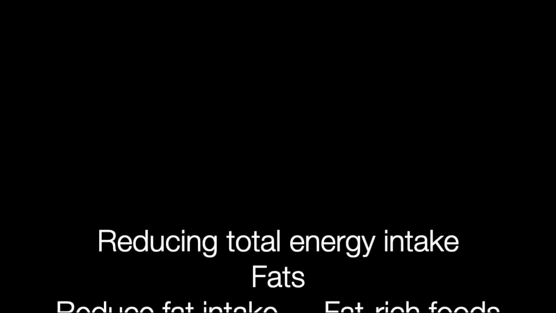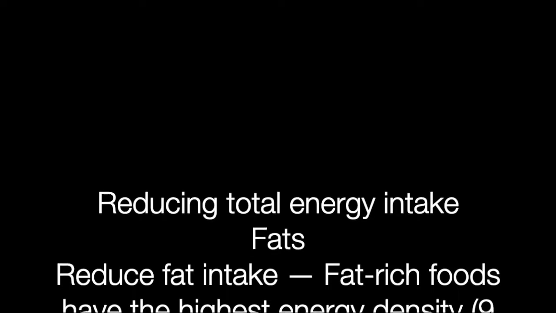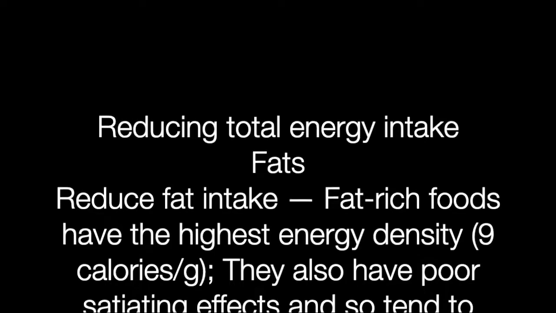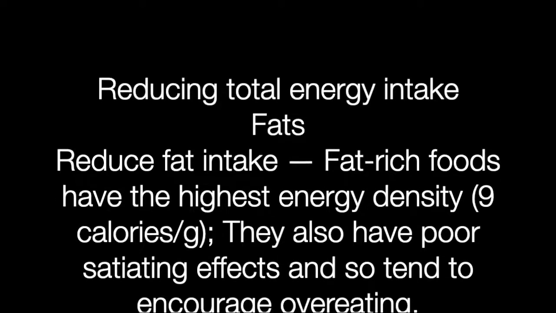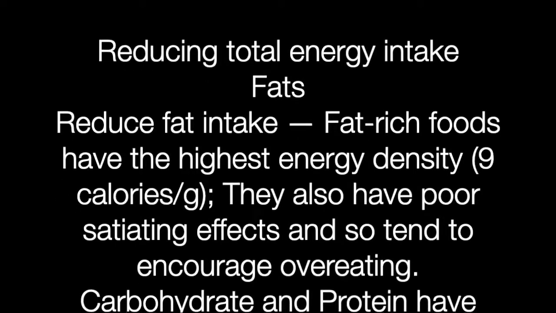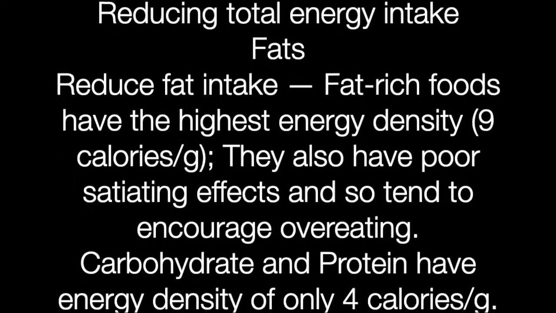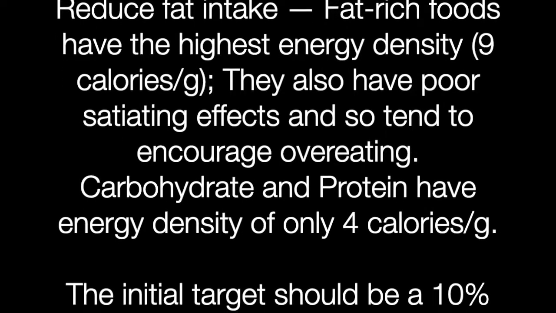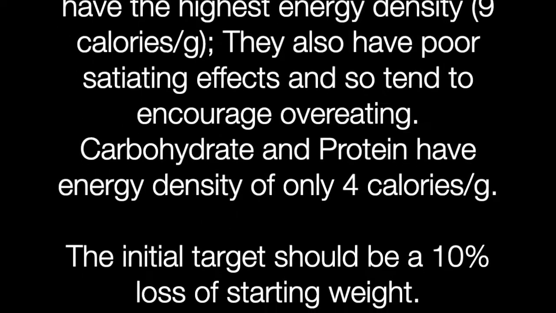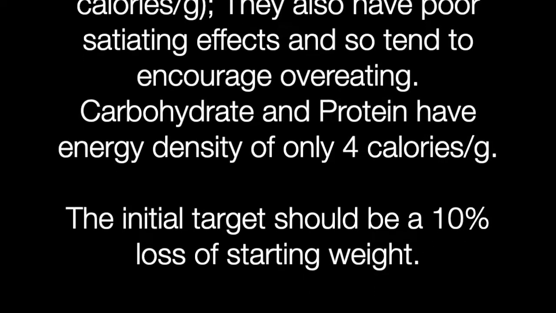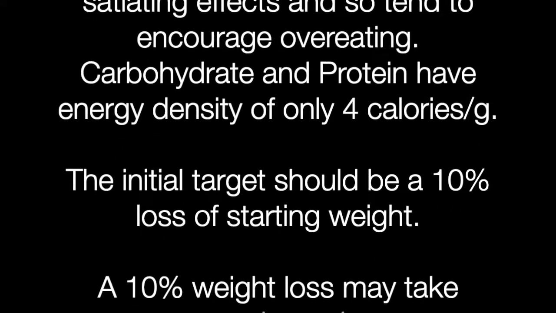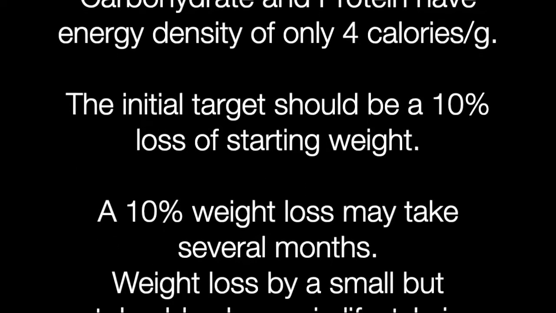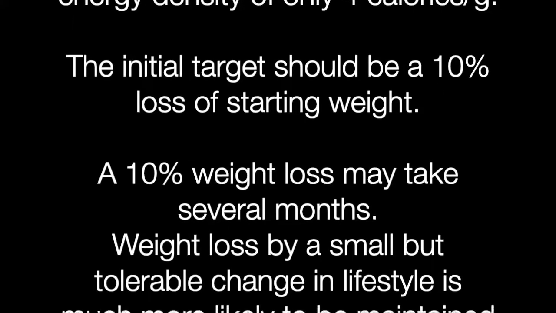Fats. Reduce fat intake. Fat-rich foods have the highest energy density, that is 9 calories per gram. They also have poor satiating effects and so tend to encourage overeating. Carbohydrate and protein have energy density of only 4 calories per gram. The initial target should be a 10% loss of starting weight. A 10% weight loss may take several months.